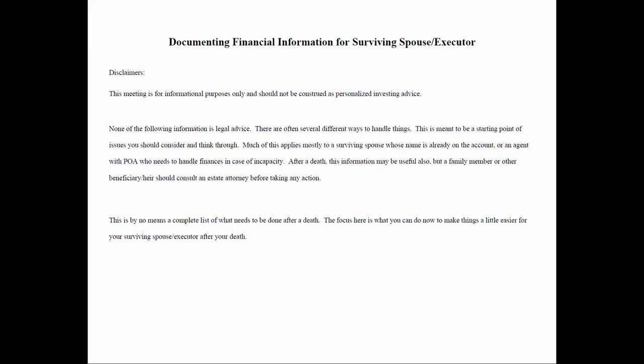So we're not going to tell you this is how you should do something. We're going to present some options and you're going to go back, do your own research, think about it, make your own decisions. And also we want to be a little bit careful, especially with things like passwords. If you're not the surviving spouse, you want to be real careful about when you're going to use that information to log in. You don't want to start making transactions. We're going to say, take care and consult an estate attorney before taking any kind of action like that. And also, this is by no means a complete list of what needs to be done after death.